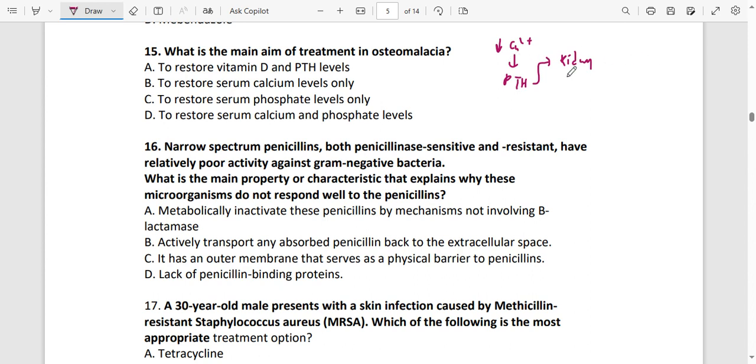And then the active vitamin D is going to go to the intestines to cause the absorption of calcium from the intestine. I mean, the absorption of calcium from the food. Besides that, it also works on the kidney to cause absorption.